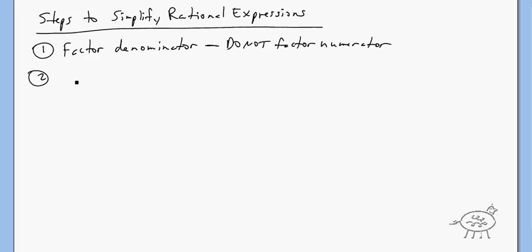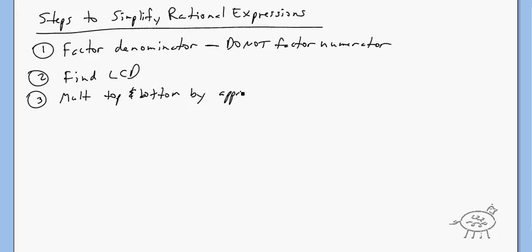Second step, find the LCD, which is exactly what we've just been doing. Third step, you're going to multiply the top and bottom by appropriate terms to get the common LCD. Okay, so just like we did before, you multiply the top and bottom. Like remember with the old days, you multiply maybe something by 3 over 3 to get it to be a 6 in your denominator.